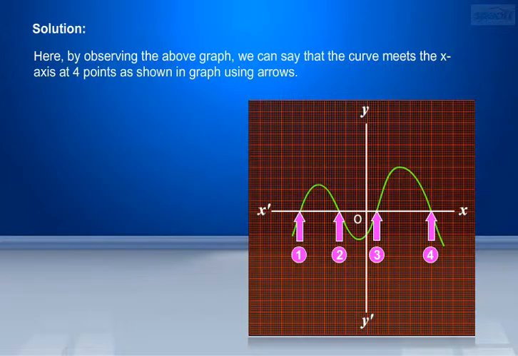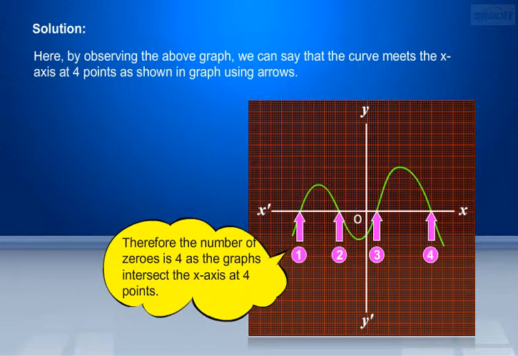Solution. Here, by observing the above graph, we can say that the curve meets the x-axis at 4 points, as shown in the graph using arrows. Here arrows indicate that the number of zeros is 4 as the curve intersects the x-axis at 4 points. So, here the x-coordinates are the only zeros of the polynomial.